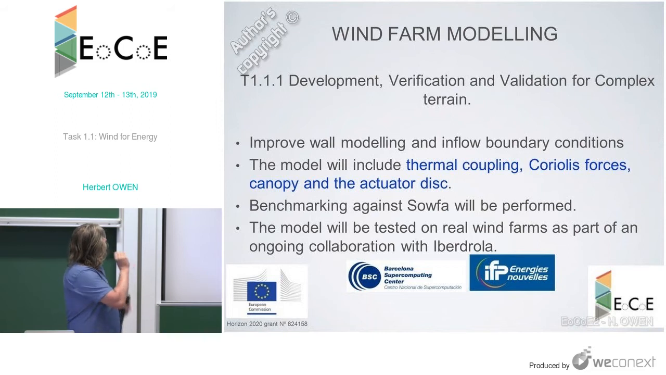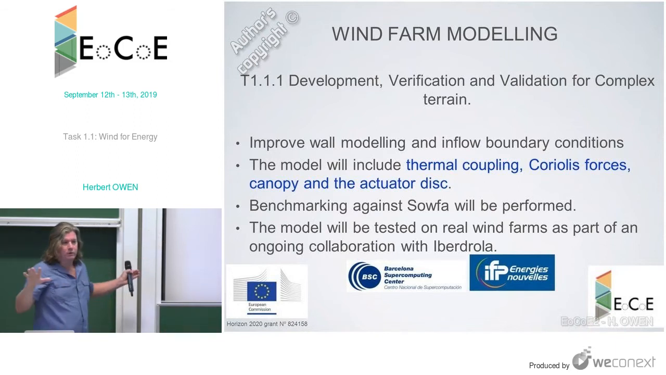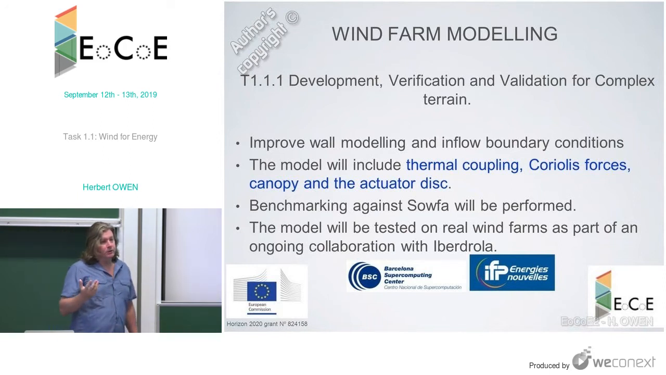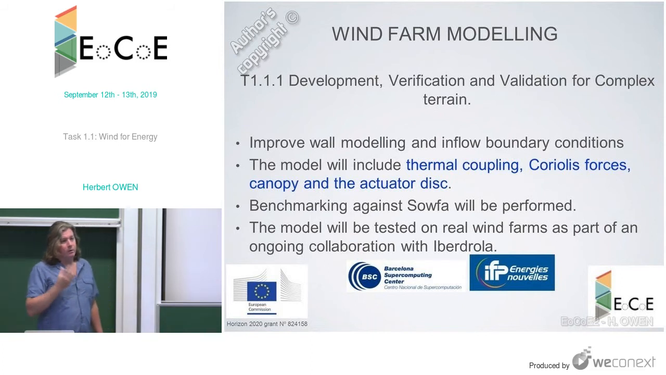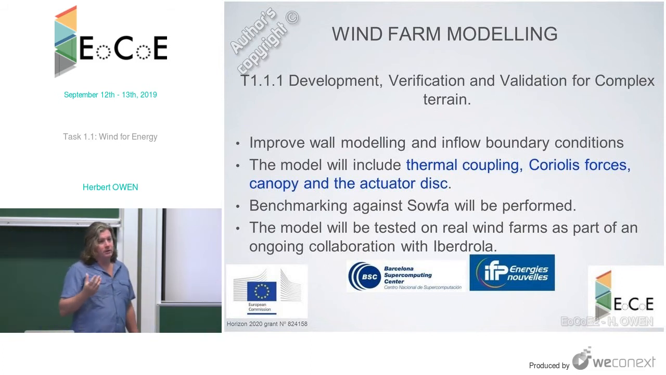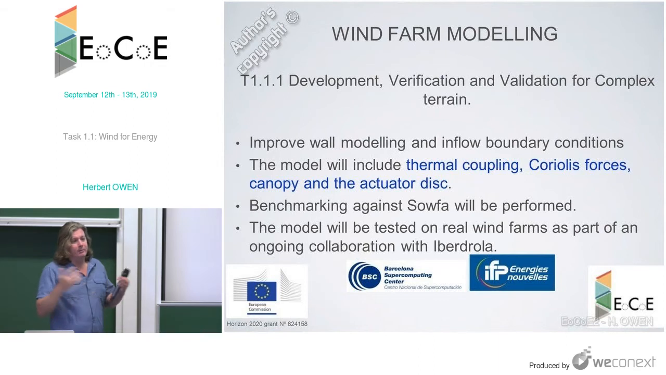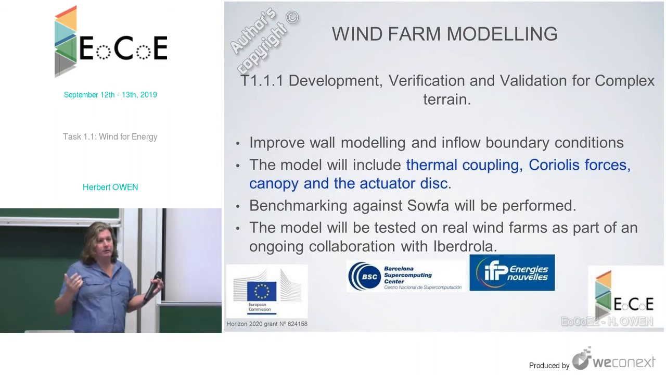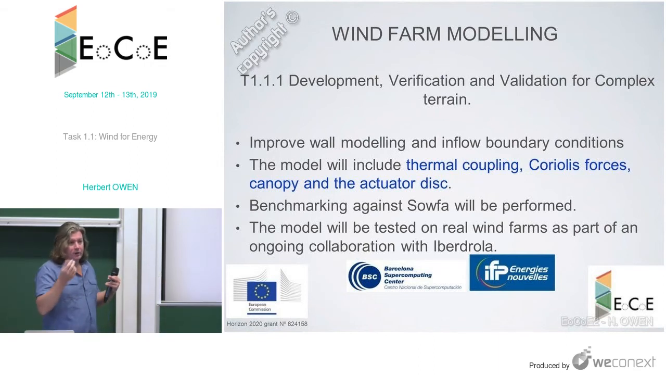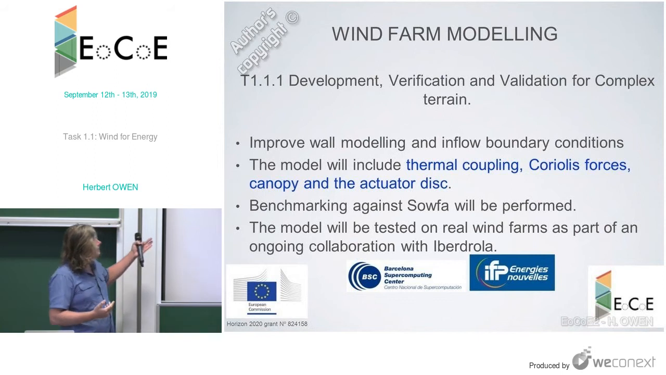The first one is development, verification, and validation for complex terrain. This is the microscale simulation. We just want to do CFD over a piece of land. In the case of EoCoE II, this will be large eddy simulations. In EoCoE I, they were RANS simulations. RANS is much cheaper. It gives you an average solution that is representative of the mean flow, but you do not simulate the transient. The wind is transient, you have gusts and whatever. This is not simulated in RANS, but it is in LES.